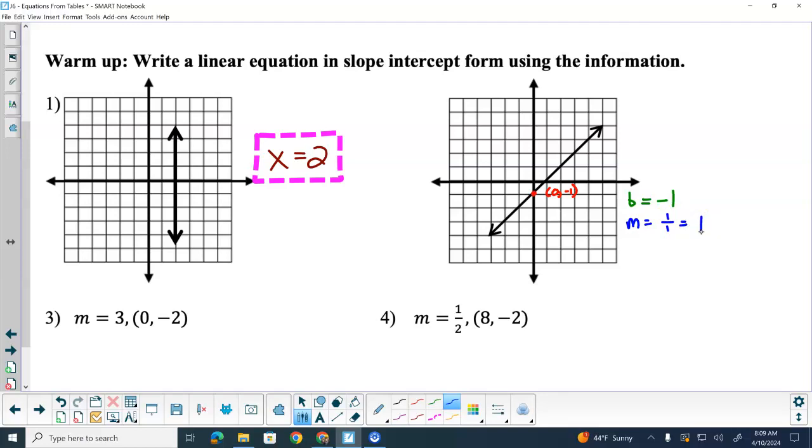Chloe, do we have an M? Do we have a B? Can you give me a y equals mx plus b? Now, did you write it like that, or did you actually put the 1 in there like this? Put the 1 in there? That's fine. Both mean the same thing, right?